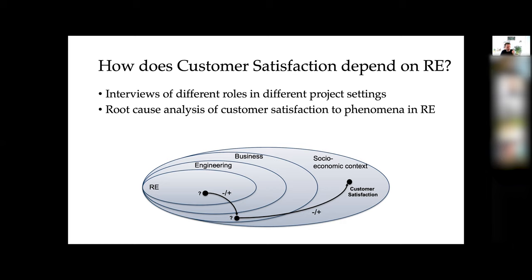And then she said, oh yeah, I remember we had just a project where the customer was not really satisfied. And we asked her, great, why? So why was the customer not satisfied? And then she said something like, yeah, well, because we had, you know, a time and budget overrun. So we said, oh, well, great, thank you very much.